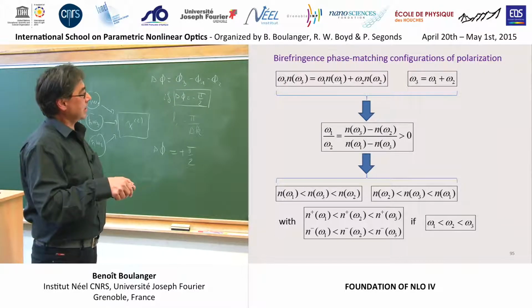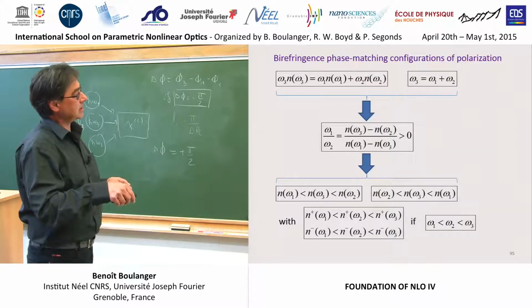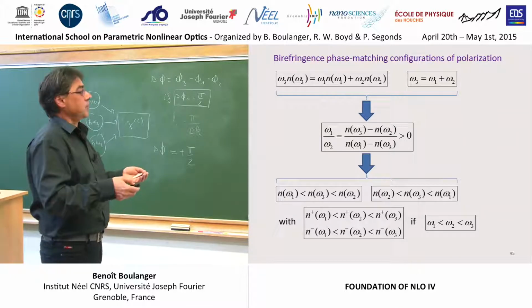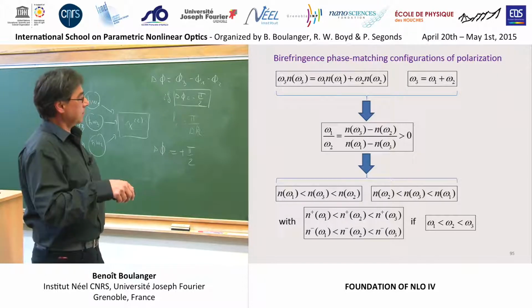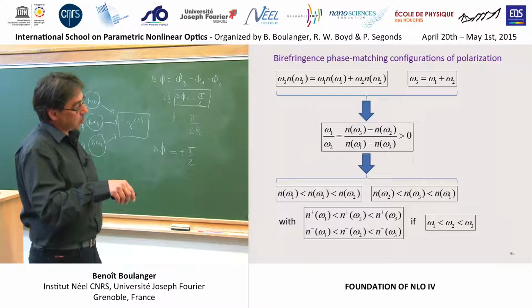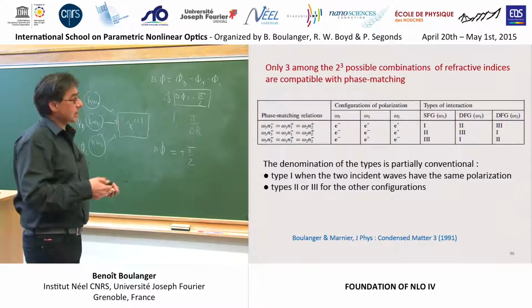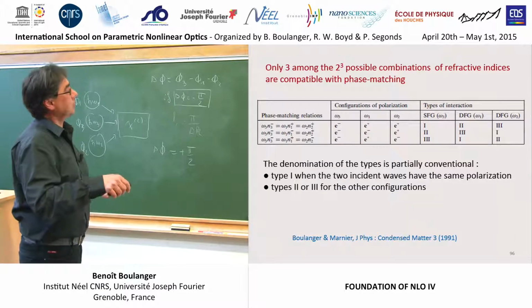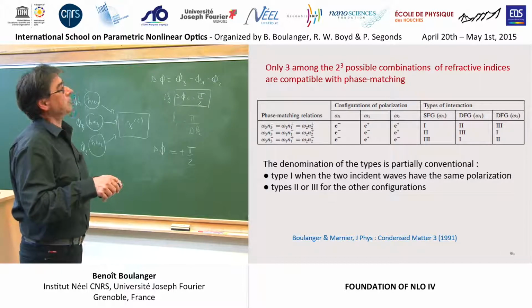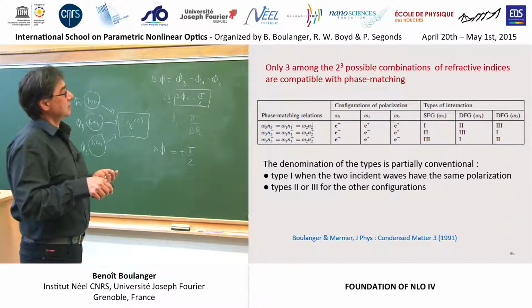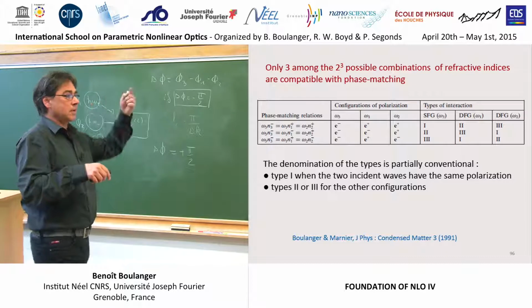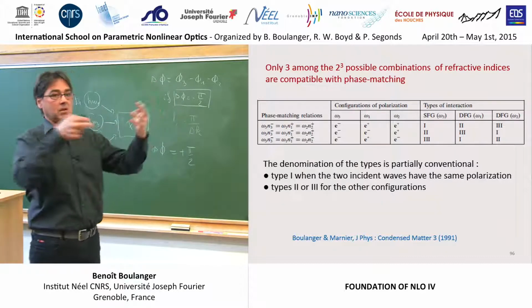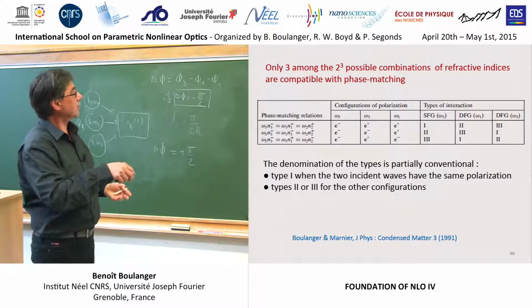So n1 less than n3 less than n2, or n2 less than n3 less than n1, knowing that in the case of normal dispersion, n1 is smaller than n2 smaller than n3 for mode plus and for mode minus, if we have omega 1 less than omega 2 less than omega 3. And so in that case, we know that we can fulfill phase matching for three configurations of polarization, denoted here in terms of E minus and E plus. So among the 2 to the 3, that is to say 8 possible combinations of polarization, plus plus plus, minus minus minus, and so on, only 3 are possible.